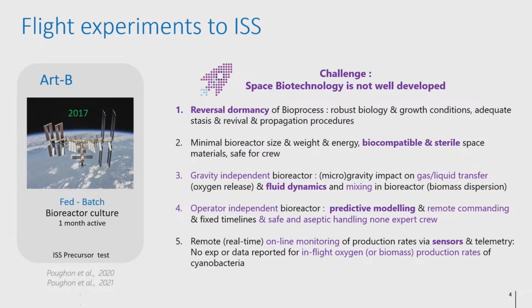The aim of Arthrospira C is to have a full actinic reactor, so one strain only for the full duration of its run. The gravity-independent operation of such a bioreactor, in fluid dynamics, the mixing, the gas-liquid transfer, because we are actively producing oxygen. Operator independent, so we work with programmed timelines of feeding, of measurement, of dilutions. This is based on predictive modeling, based on the temperature and the light settings that we have. And then we try the online monitoring to see if what happens in space is equivalent to the parallel ground experiments, and also have the options to command.